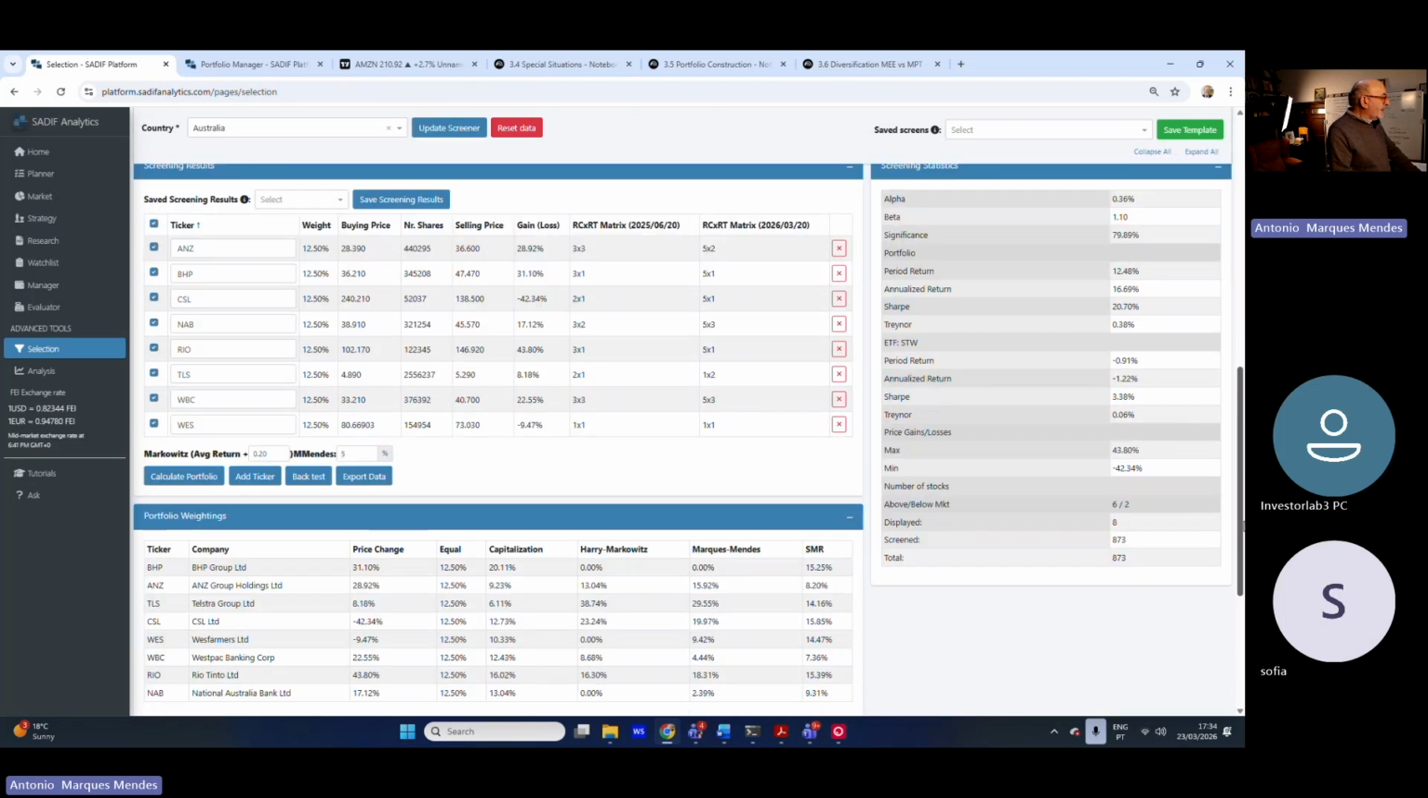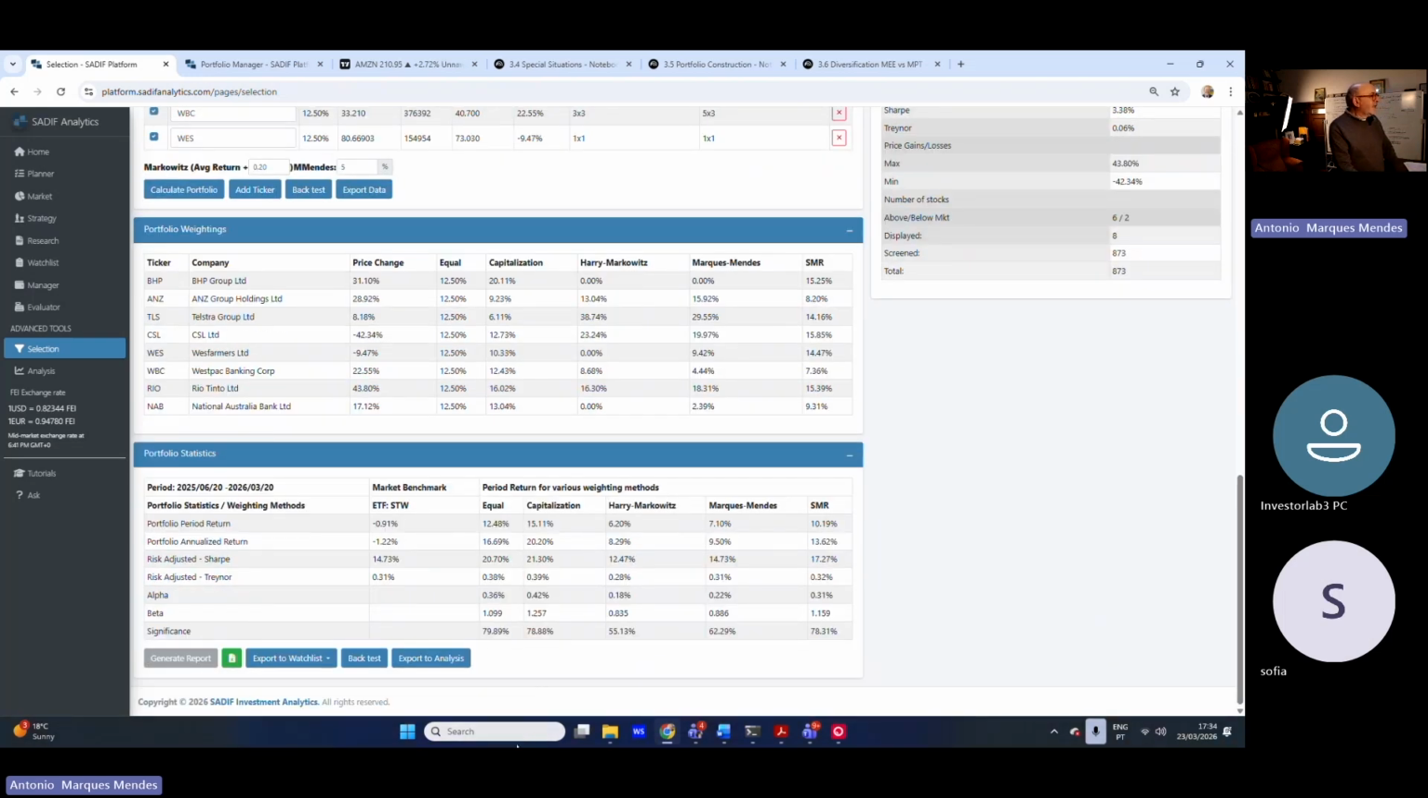Okay, we have here the results, and you see that we have different weighting methods: equal weighting, capitalization, Henry Markowitz, Marquez Mendes, which is the MEE, and SMR. We could have a few more, but I think these are enough. We then have the return based on the different weighting methods. Here, the best one in terms of return is capitalization. But we could look at the risk adjusted using Sharpe or Treynor. We can also look at alpha.